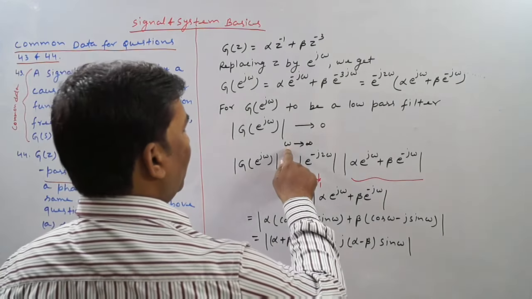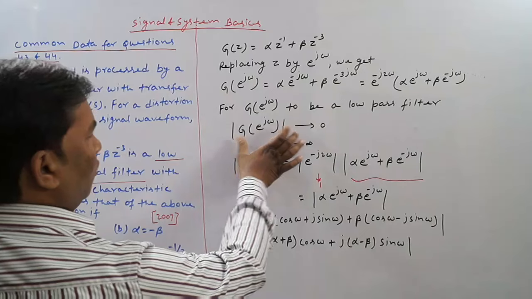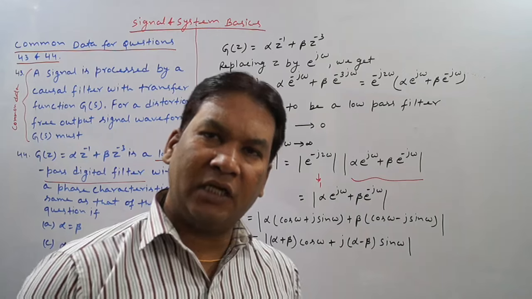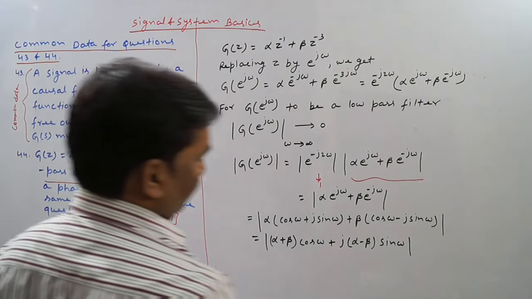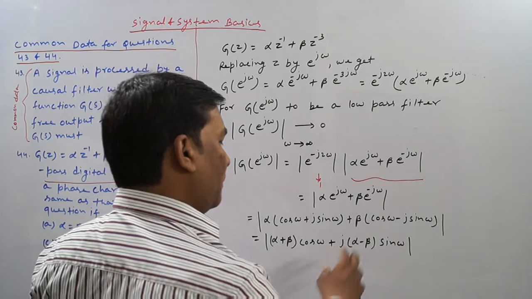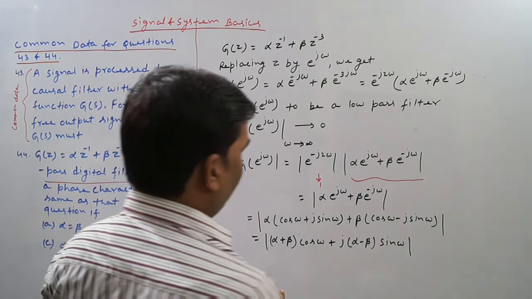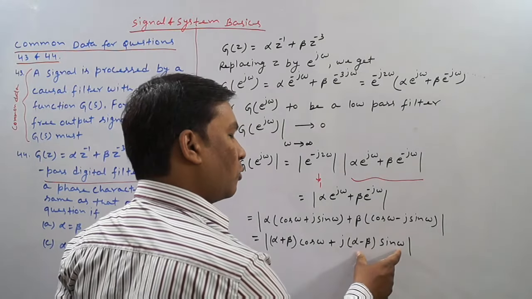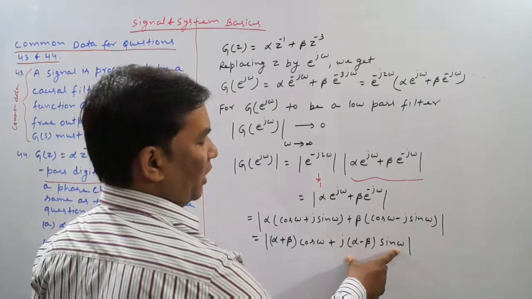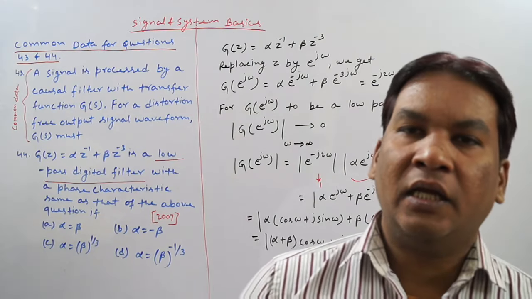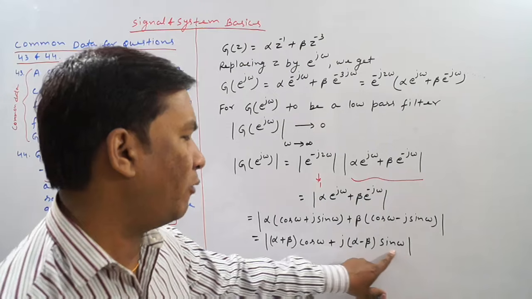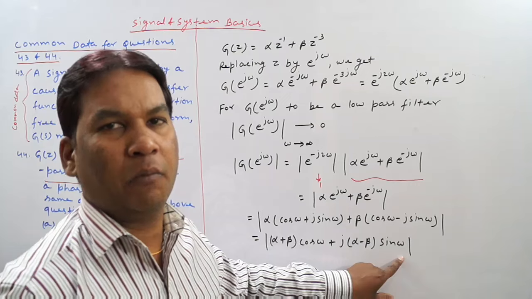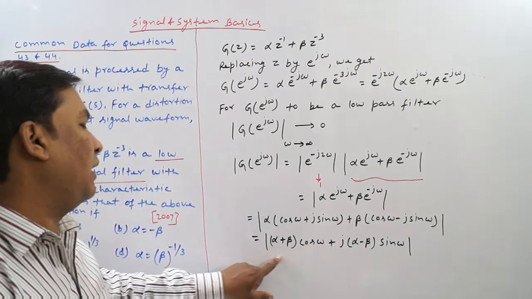Means if omega tends to 0, then this must be equal to 1, or this must allow all when omega is tending towards 0. But if omega is tending towards 0, then this will become 0. So this component is showing the high pass filter property, because for low frequency, if this is becoming 0, this is only showing the high pass filter property.